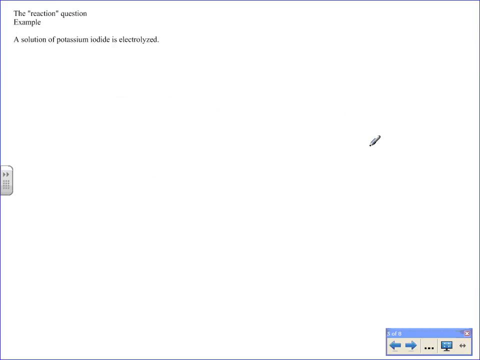Okay, so this is a possible reaction question where it just will say a solution of something is electrolyzed. And the process that we just went through is the process that you need to go through. So if you've got potassium iodide being electrolyzed, you've got the 2 half reactions. Okay, this is your reduction choice and your oxidation choice.